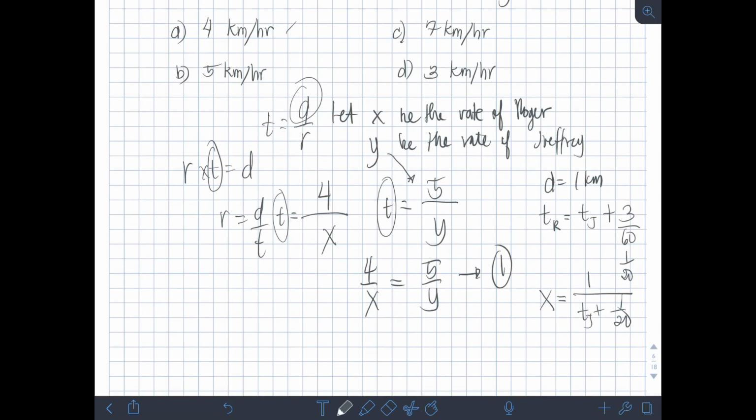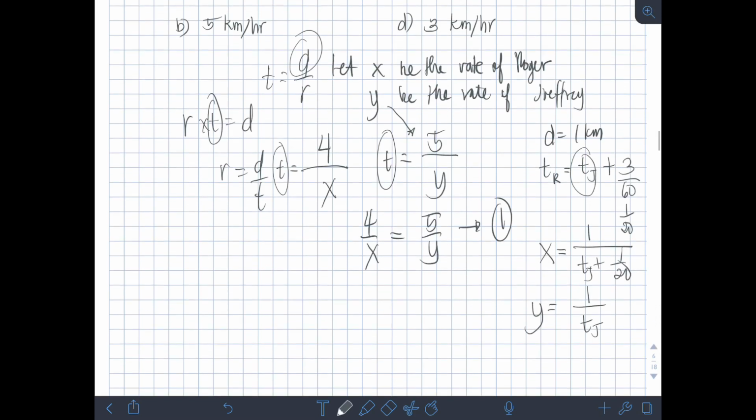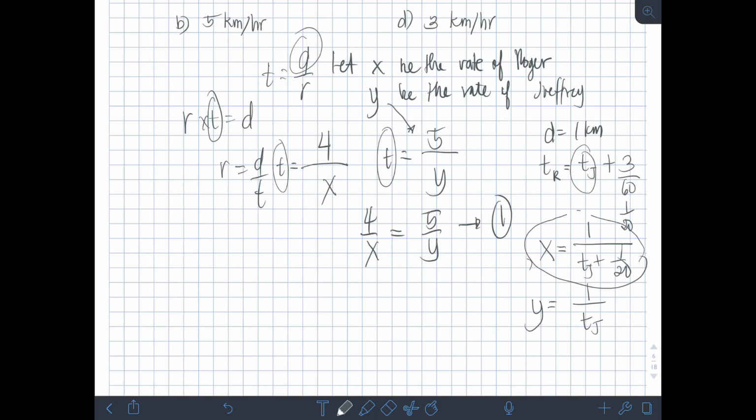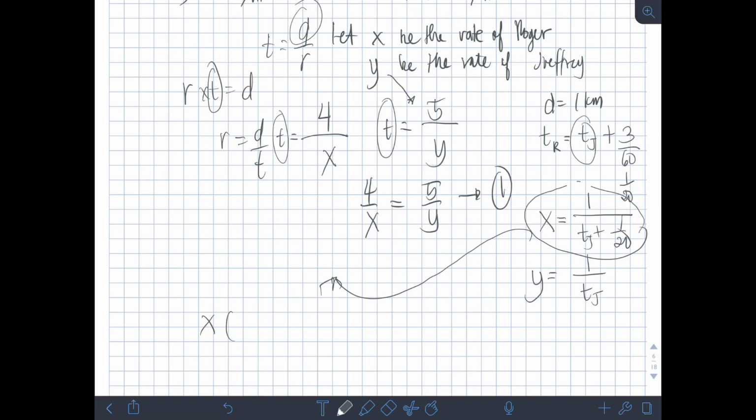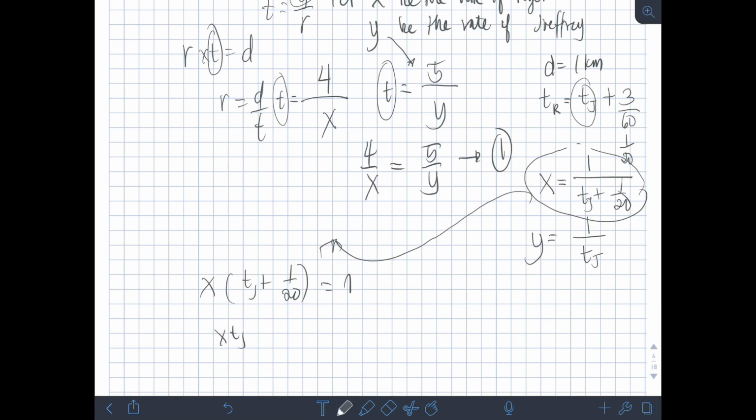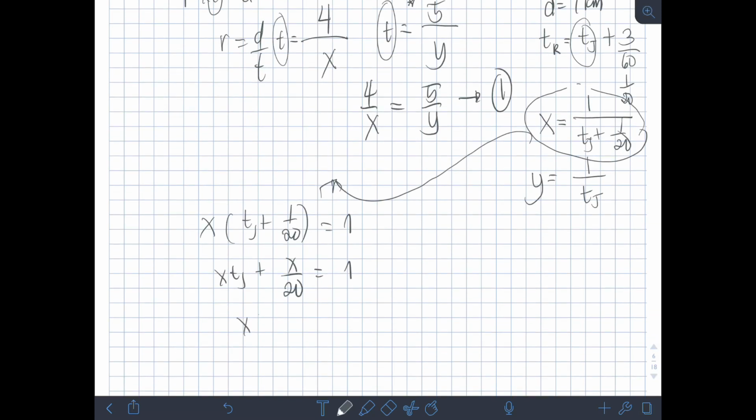Okay? Tapos, ano yung magiging rate ni Geoffrey? So, y naman is equal to 1 over tJ, kasi J yung nirepresent natin na time for Geoffrey. So, therefore, itong x, solve natin for t. So, parang x times tJ plus 1 over 20 is equal to 1. So, we have x times tJ plus x over 20 is equal to 1. So, x times tJ is equal to 1 minus x over 20.